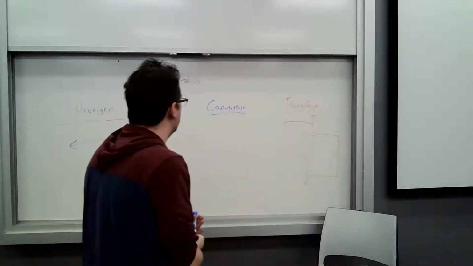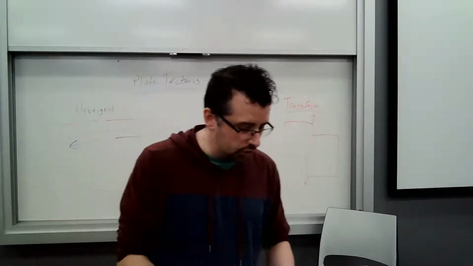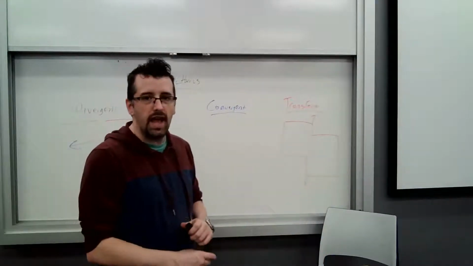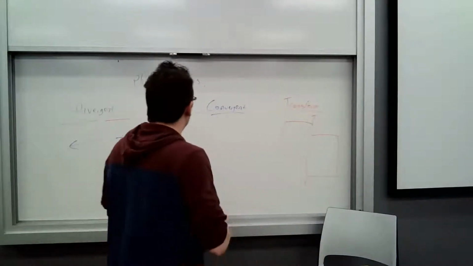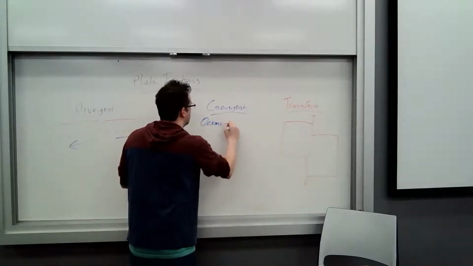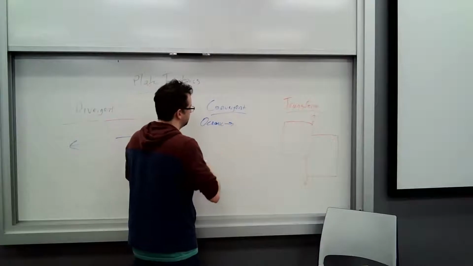So, all right. You have to draw a convergent boundary. The convergent that I'm going to ask you for is oceanic to continental.